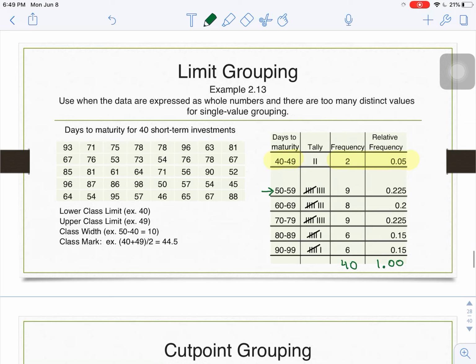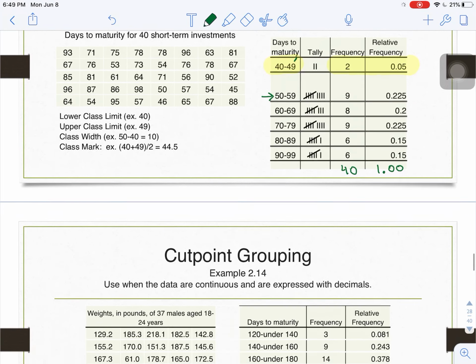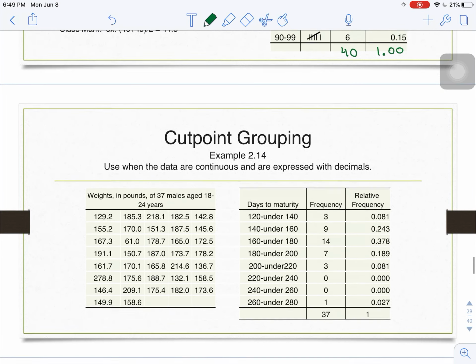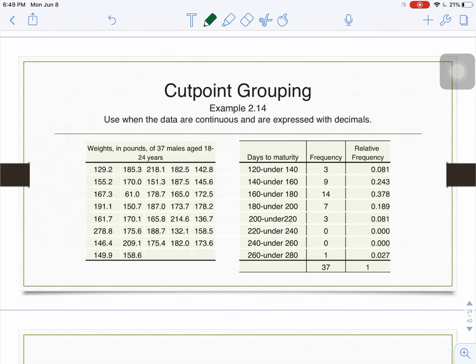Cut point grouping. So the big difference between limit grouping and cut point grouping, here 49 is included. We don't include decimals with this one. So it's going to be your discrete objects again. For cut point, this is where we have more of a continuous decimal. So here again, it says data are continuous.